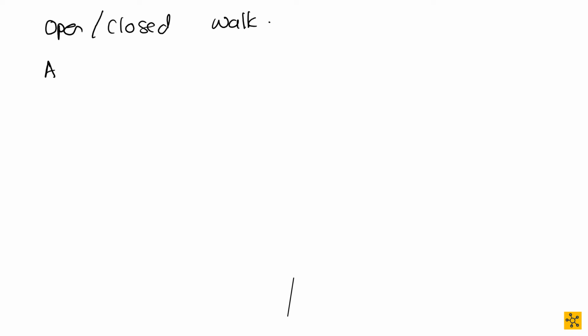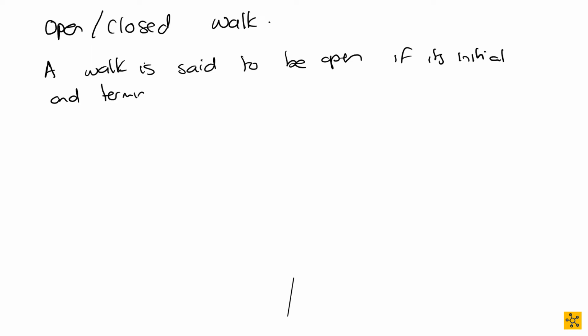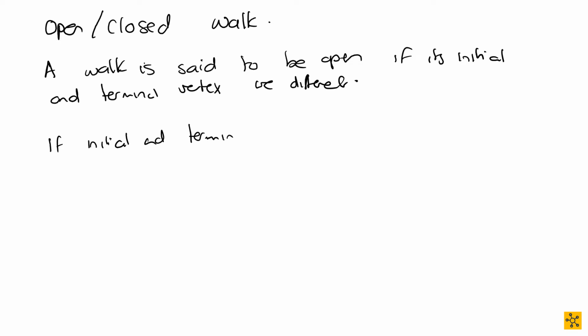So a walk is said to be open if its initial and terminal vertex, in other words, the vertex it ends at, are different. And then we have our closed walk. So if our initial and terminal vertex is the same, it is a closed walk.